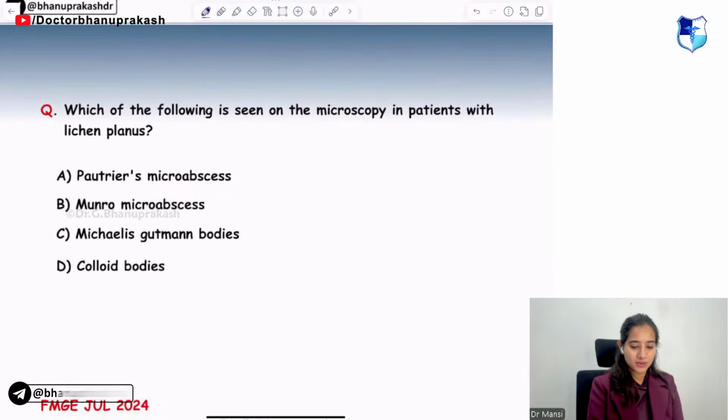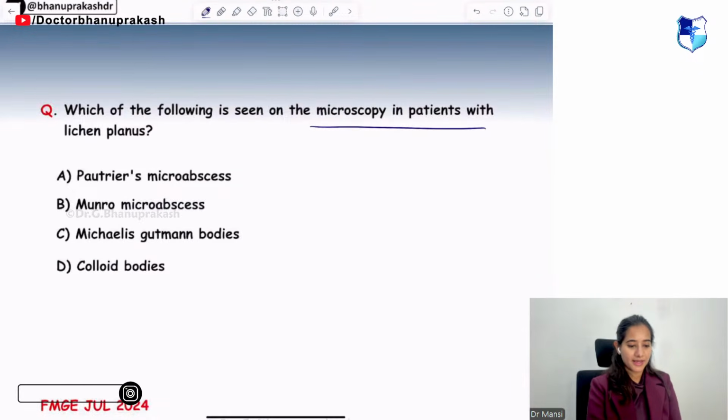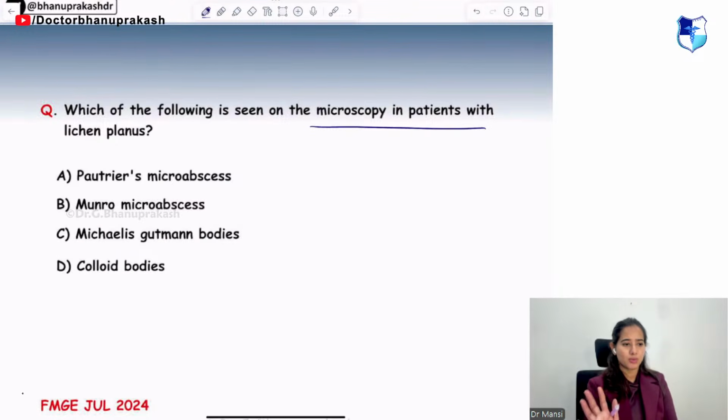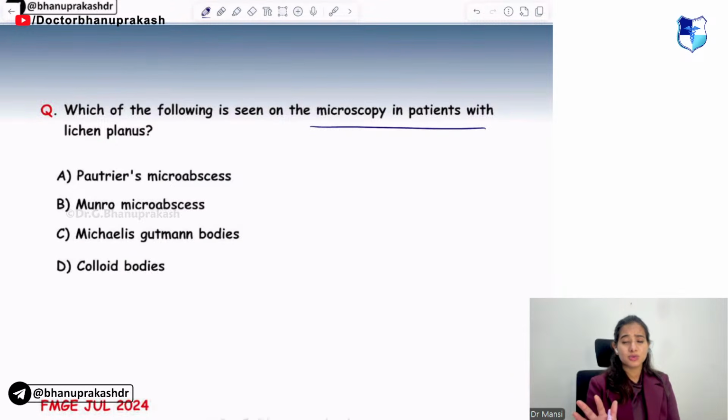Which of the following is seen on microscopy in a lichen planus patient? I told you that in dermatology they just ask very, very easy questions. So give 2 hours to dermatology for your last revision. You're just good for the exam. That's all.